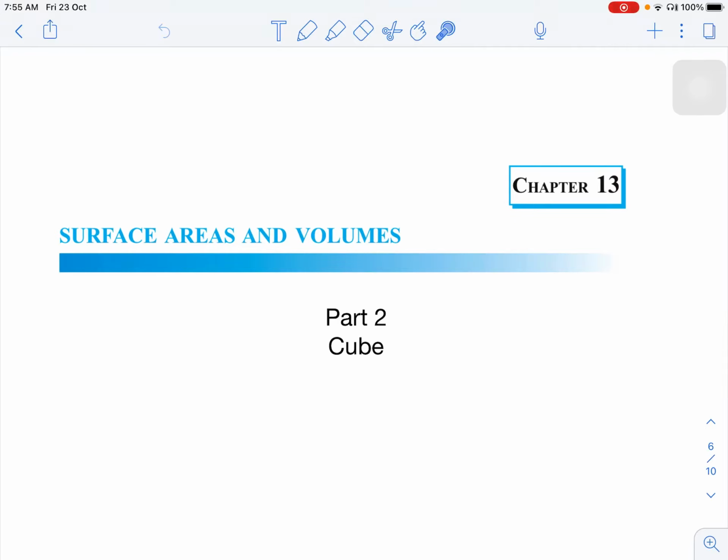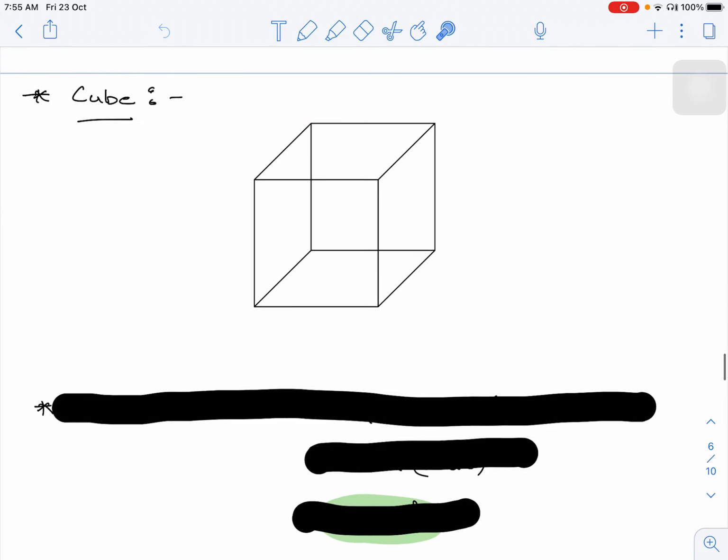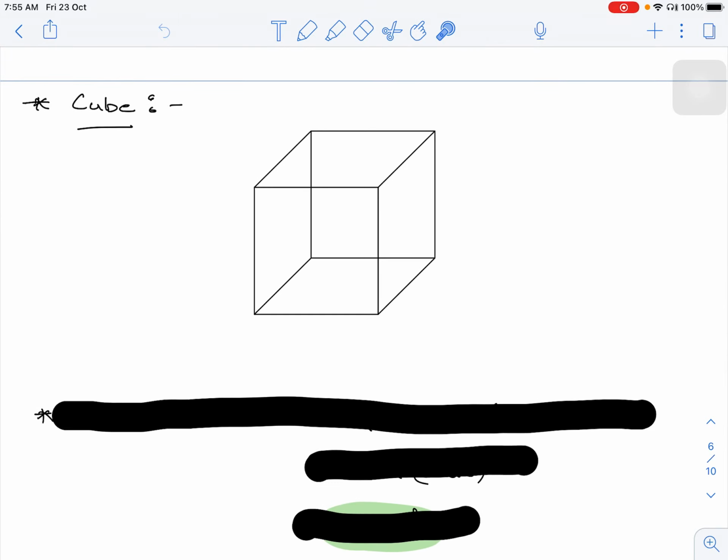So, hello students. Today we are going to learn part 2 of chapter number 13, that is surface areas and volumes. In part 1, we have learned about cuboid. Now in this part we are going to learn about the second figure, that is a cube. Let us see what is a cube and what is the difference between a cube and a cuboid.